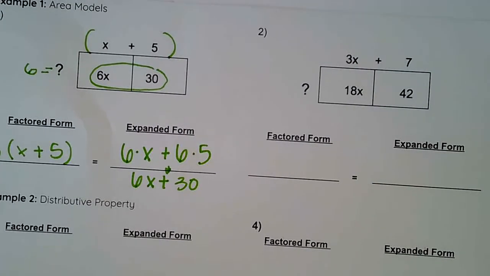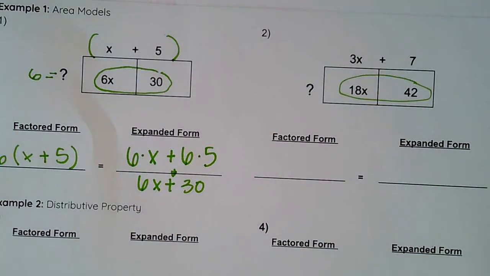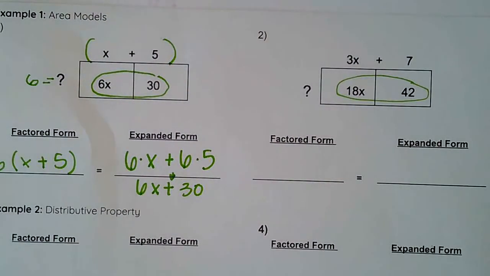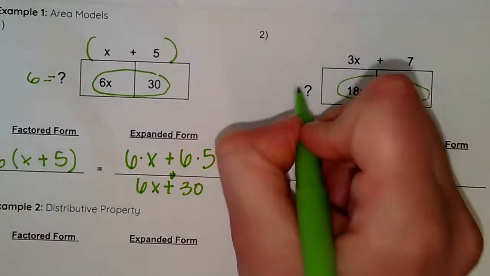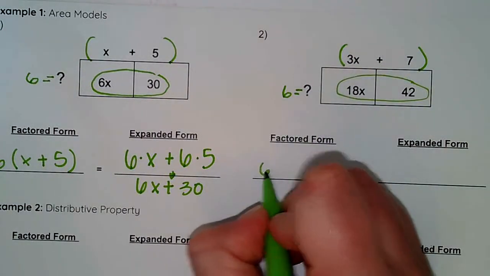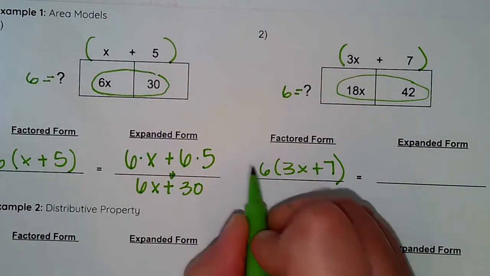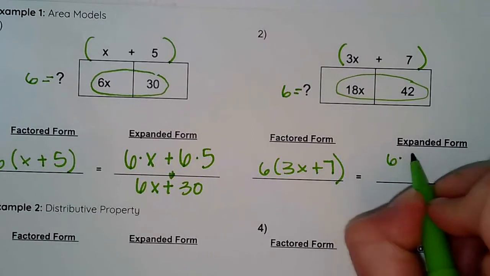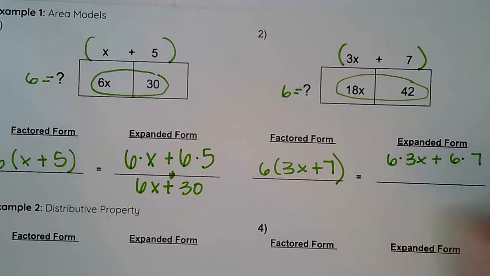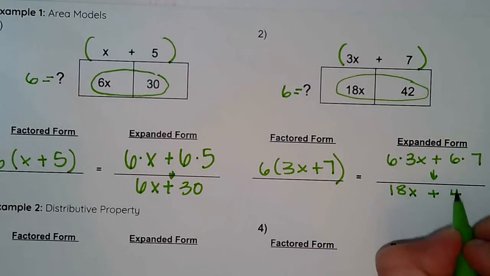Let's try this one. Again, we look at our numbers inside and try to determine what factors they have in common. In this case, they also have 6 in common. That's not always going to happen. It's not always going to be 6, but today it is. So if I pull 6 out and multiply 6 times 3x plus 7, let's see if I expand that out, will it all match? 6 times 3x plus 6 times 7. Well, if I combine that, we've got 18x plus 6 times 7, which is 42.